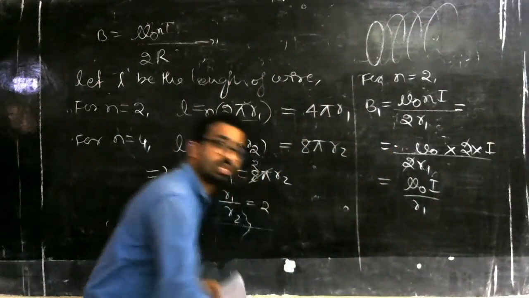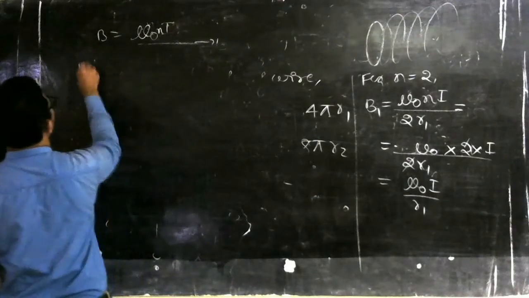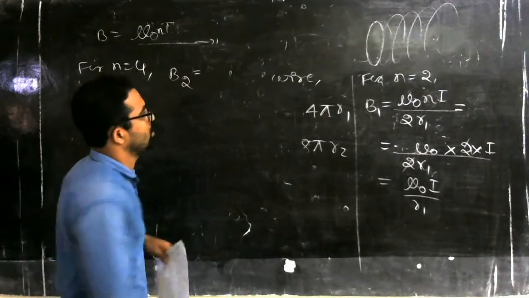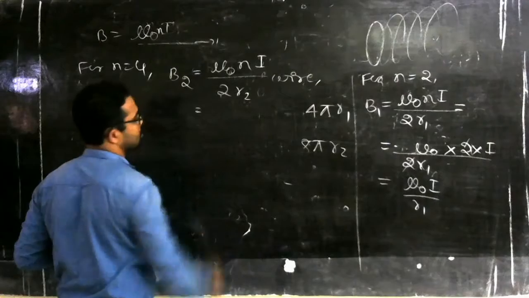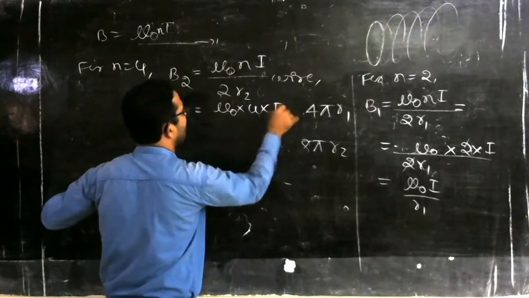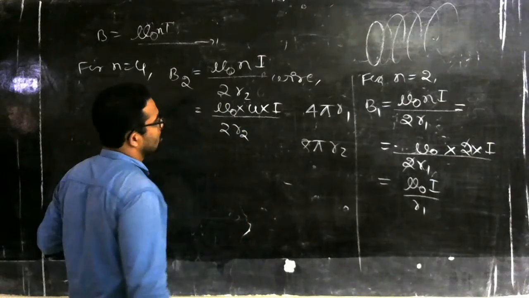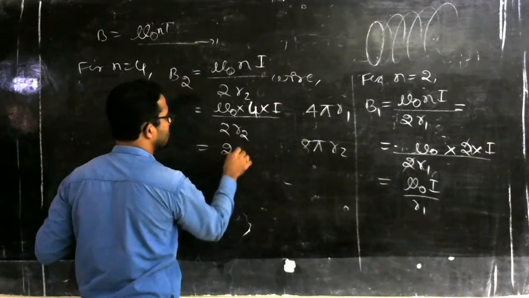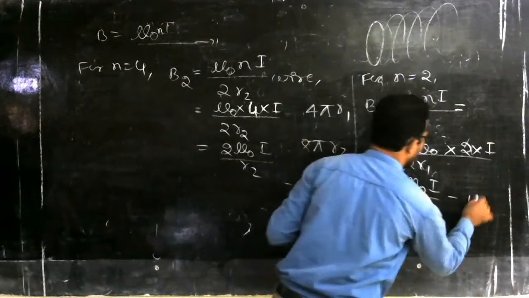Similarly, you have to follow the same procedure. For n equal to 4, b2 is equal to mu naught times n into I divided by 2 r2. So substitute here, mu naught, let it be mu naught itself, n is equal to 4 into I divided by 2 into r2. Then this is 4, so the other 2s cancel. So 2 mu naught I by r2. This is the second expression. This is 1. This is 2.